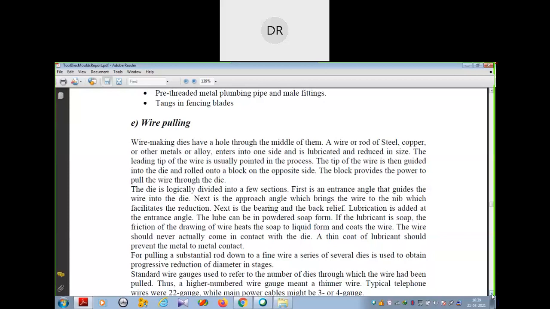Let's see these things. Wire making dies have a hole through the middle of them. The wire, which may be a rod of steel, copper, or other metals, enters one side and is lubricated so that there will be no friction, and reduced in size. The leading tip of the wire is usually pointed in the process. Then the tip of the wire is guided into the die and rolled onto the block on the opposite side. This block provides the power to pull the wire through the die.